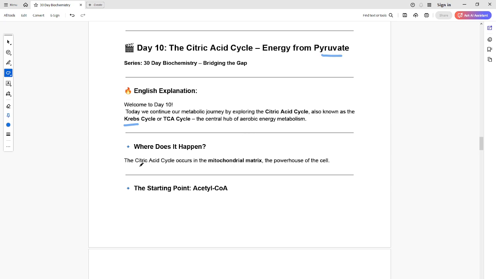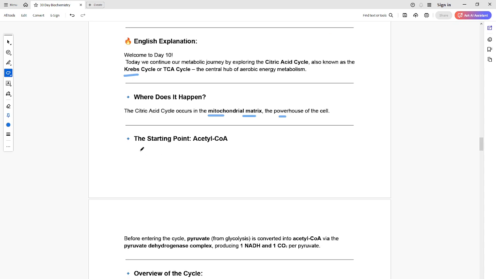Where does it happen? The citric acid cycle occurs in the mitochondria. Where exactly in the mitochondria? In the matrix. The mitochondria represent the powerhouse of the cell. What is the starting point of the Krebs cycle? It is acetyl coenzyme A, which is produced from pyruvic acid, produced from glycolysis, and also from beta oxidation of fatty acid.